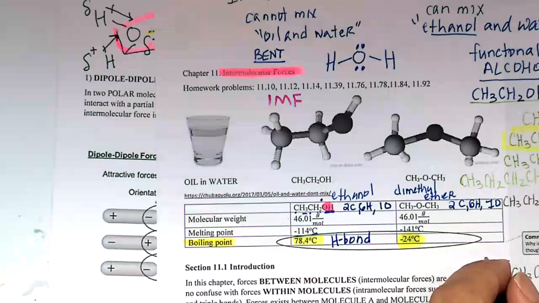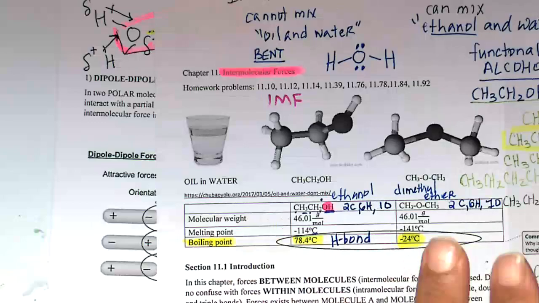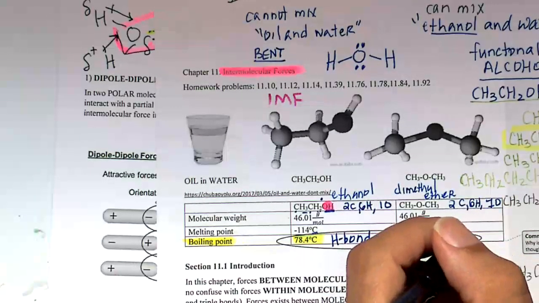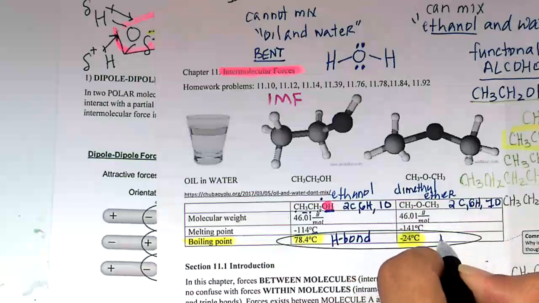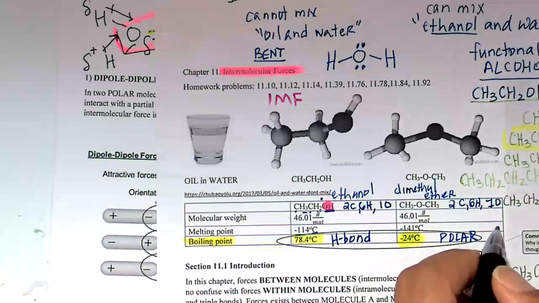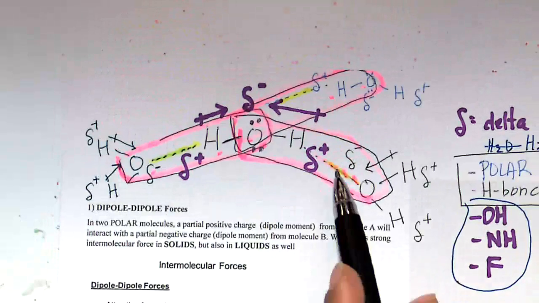Okay, what about dimethyl ether? What is its main intermolecular force? Which one? Polar. Dipole, dipole, polar. Okay. By the way, polar also means dipole, dipole. Okay, this is called a dipole, just by the way. This is called a dipole.